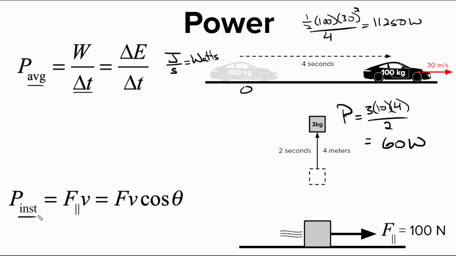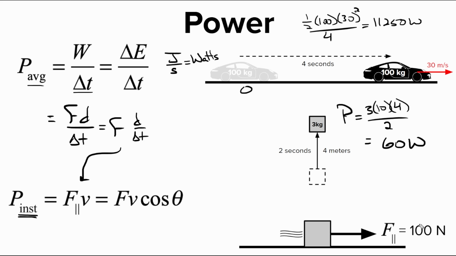You also get the formula for instantaneous power. So this is the power at a given moment in time. How do you get from this top formula to this bottom one? Well, watch. Work done is force times distance, divided by the time. Well, this is also equal to force times distance per time. Distance per time, that's just the velocity. So force times velocity gives you the instantaneous power at that moment.